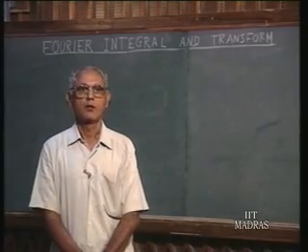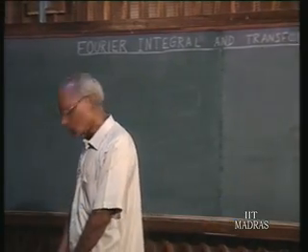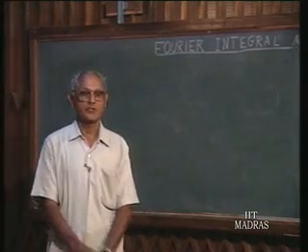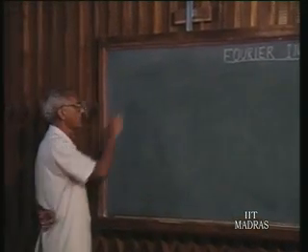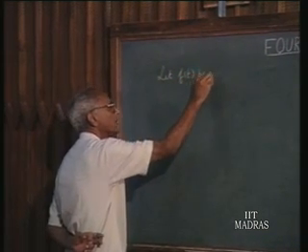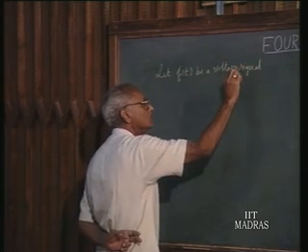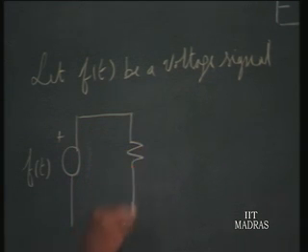In this lecture, we will continue with our discussion of the various properties of the Fourier transform. To start with, let us consider aspects related to energy. Suppose f of t be a voltage signal. Now, let us imagine that such a voltage is given to a 1 ohm resistor.